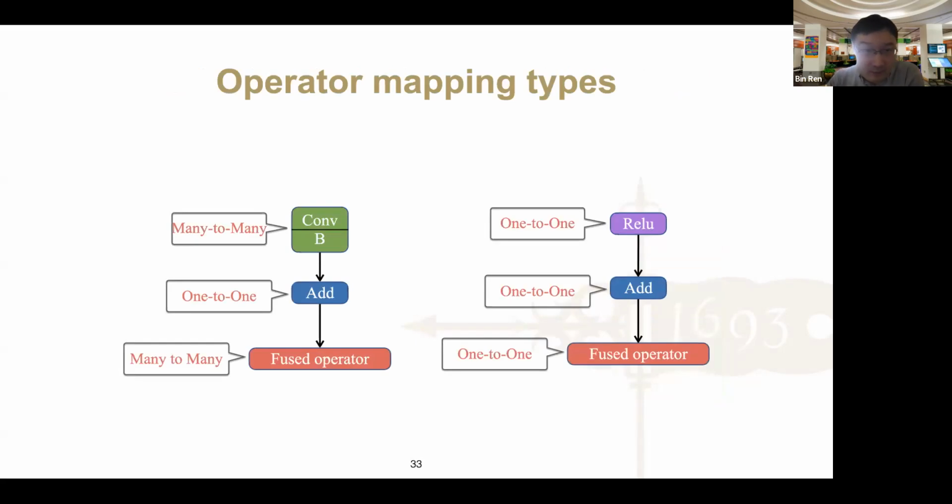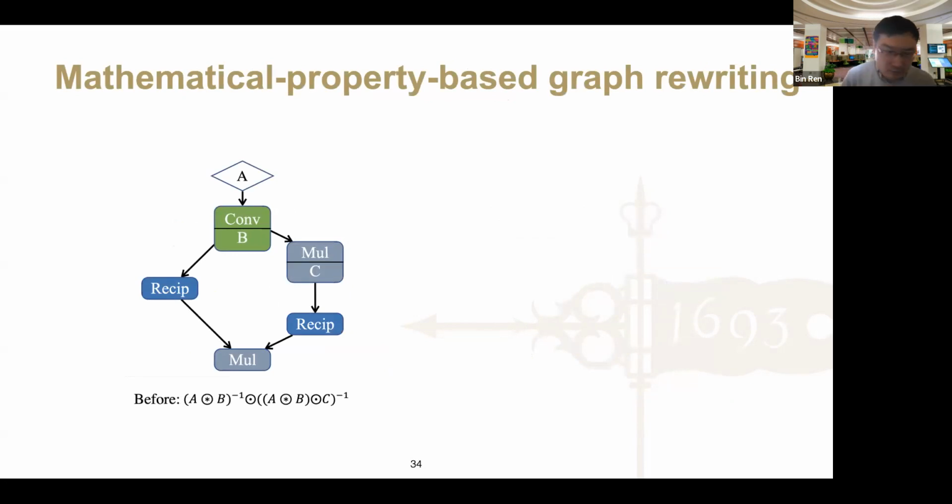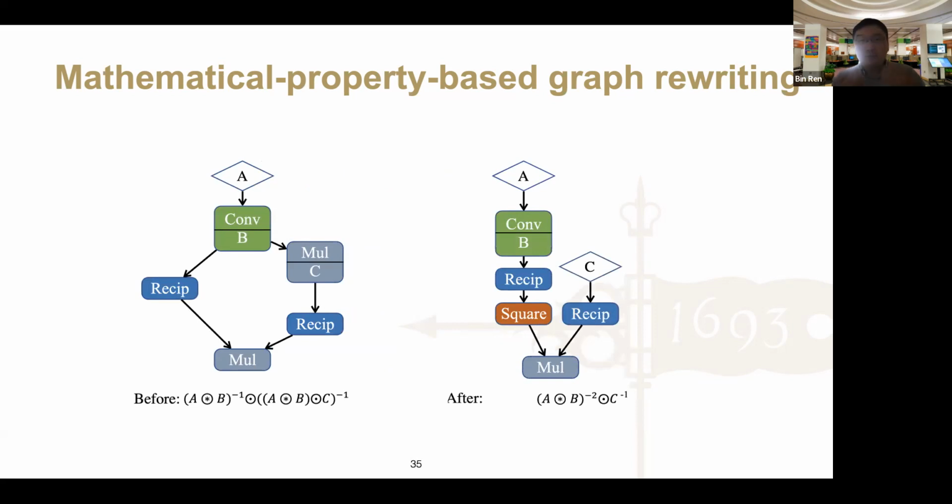For example, we fuse a many-to-many operator with a one-to-one operator. We get a many-to-many operator here. And here we fuse a one-to-one operator with a one-to-one operator. We get a one-to-one operator. Okay, so this is the first technique, the operator mapping type analysis. Based on this analysis, we are going to perform the real operator fusion. And here we have three techniques. The first technique is called graph rewriting. The basic idea of graph rewriting is straightforward. We are going to rewrite the graph to simplify it and to facilitate the subsequent graph operator fusion.